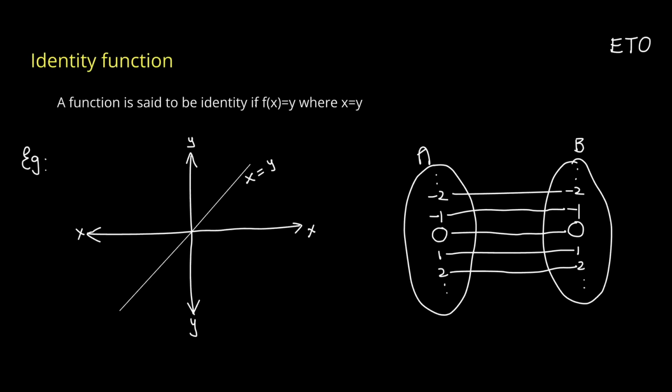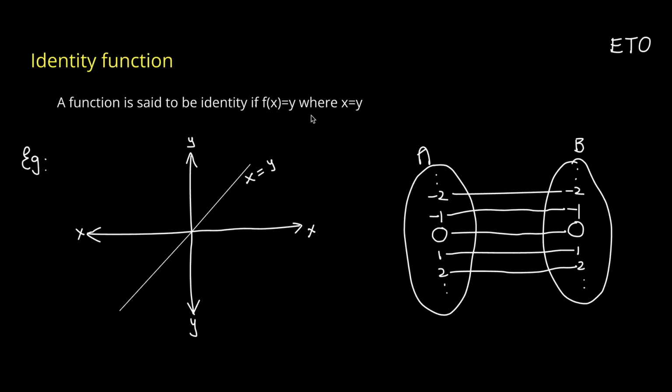Now let us see some more functions under based on degree. First one is identity function. A function is said to be identity if f(x) equals y, where x equals y. To understand this, let us consider a two-dimensional coordinate system and plot the x equals y curve, which is passing through the origin. Any point on the curve, x will be equal to y.